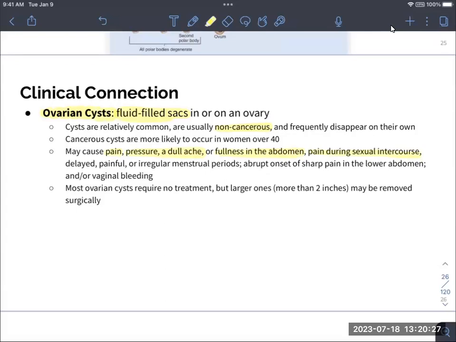If one of these ovarian cysts erupts, breaks, it can cause a lot of different problems, but that's pretty rare. Most cysts, since they tend to go away on their own, don't really require much treatment, but if they become too large, they start to disrupt other functions. They cause a lot of pain, irregular bleeding, vaginal bleeding. They can be surgically removed.